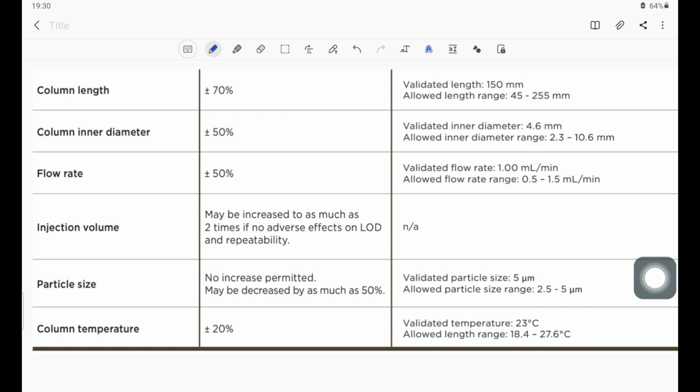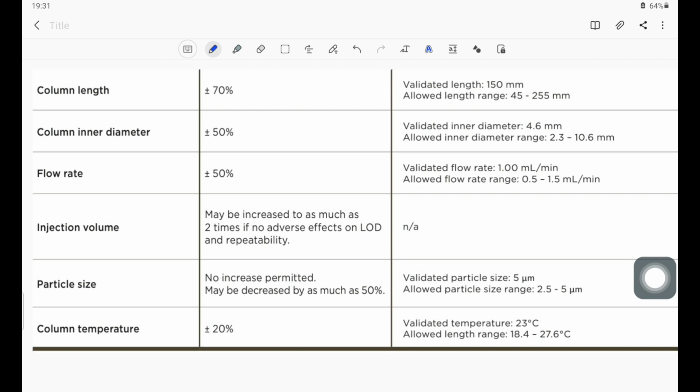The next parameter is column inner diameter. The maximum allowable change is plus minus 50%. For example, if we have 4.6 mm of column inner diameter, then 50% of this can be changed, from 2.3 to 6.9 mm of the inner diameter of the column.